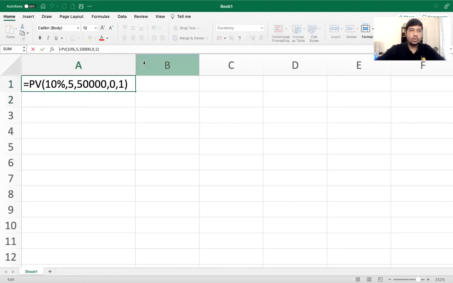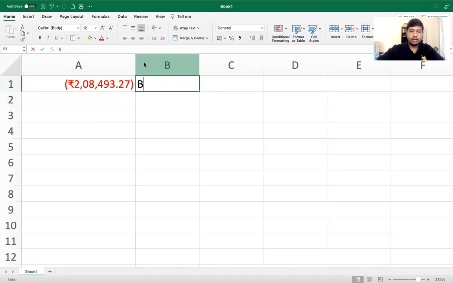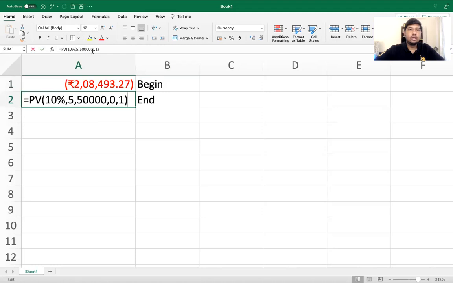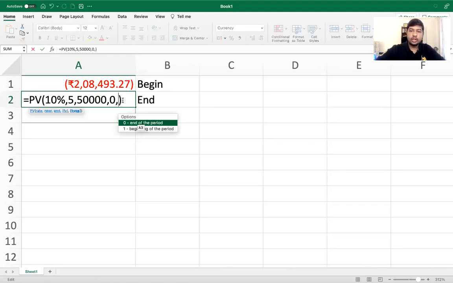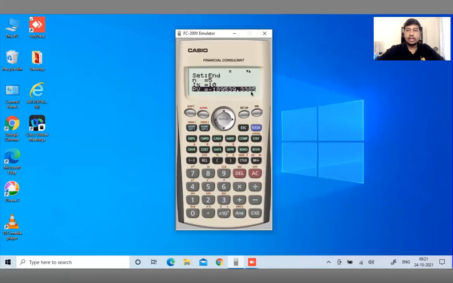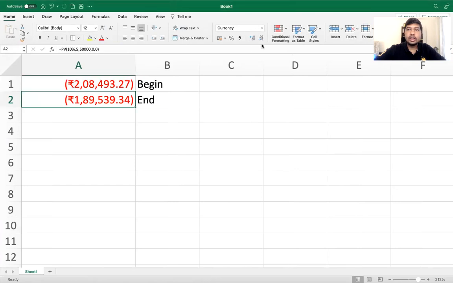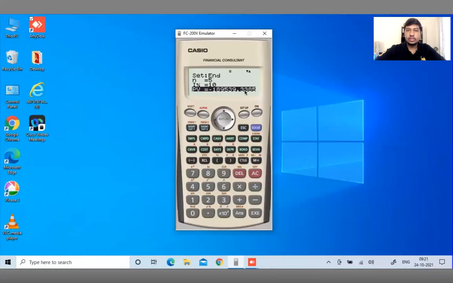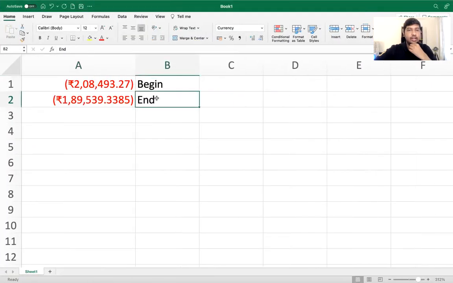Now, what do you do here? This is with begin. Okay, now let's calculate with end. What you simply do is just change this 1 to 0. When you do that, you'll get the answer as 1,89,539.34. And this is exactly the same that you get over here. So it is 3385. If I just increase the decimals by 2 decimal points, can you see over here? You get exactly the same 189,539.3385, which is the answer over here. So this is with end.